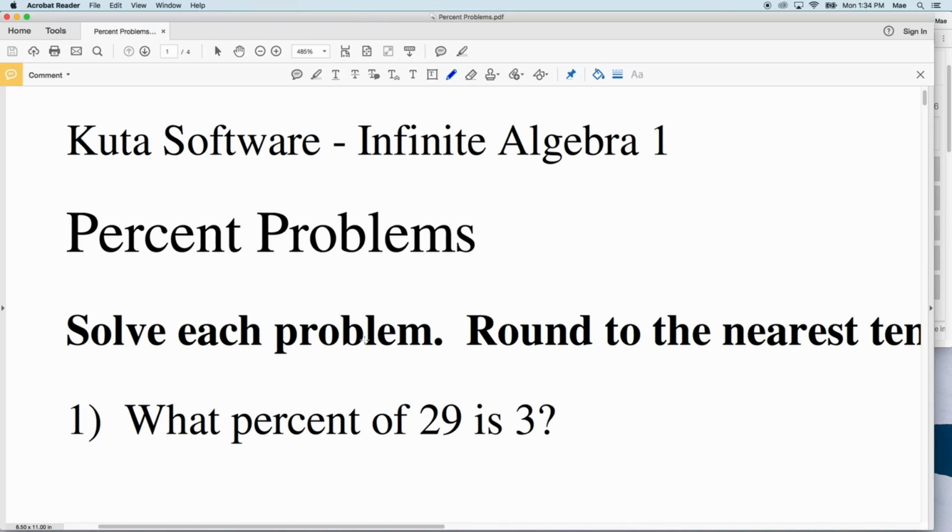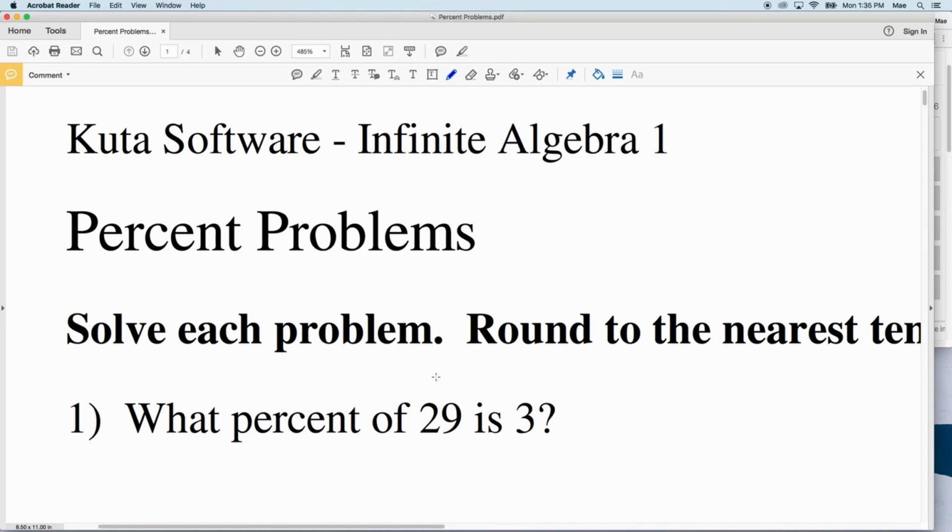Our directions are to solve each problem, round to the nearest tenth or tenth of a percent. For solving these, we're going to use proportions. So if you're unfamiliar with that, go to my tutorials section where I talk about how proportions relate to percents. Also, another note, we're going to do 8 problems in each video, so this worksheet will be 3 separate videos.